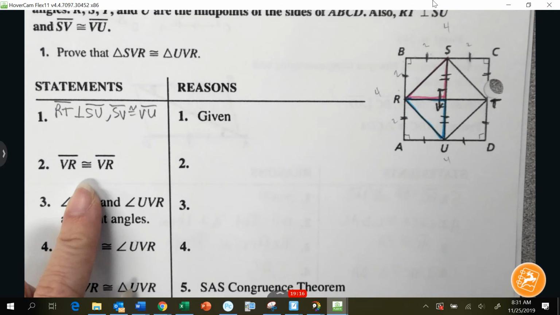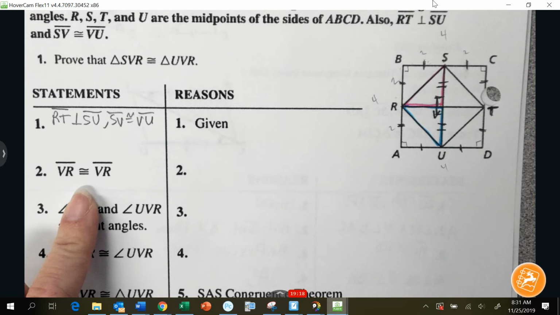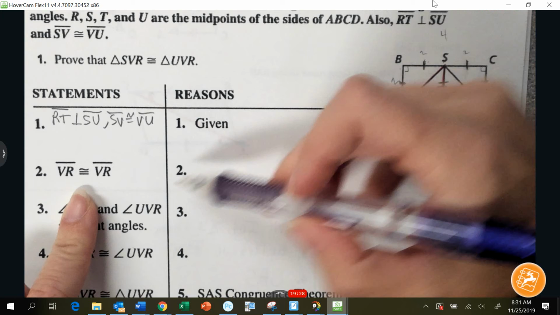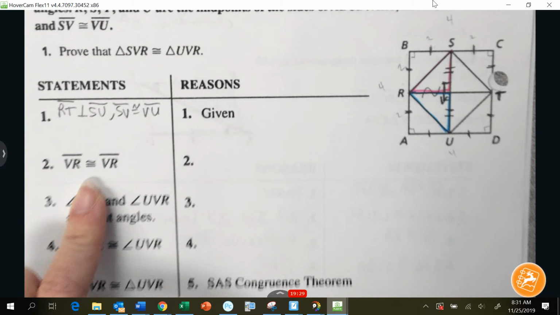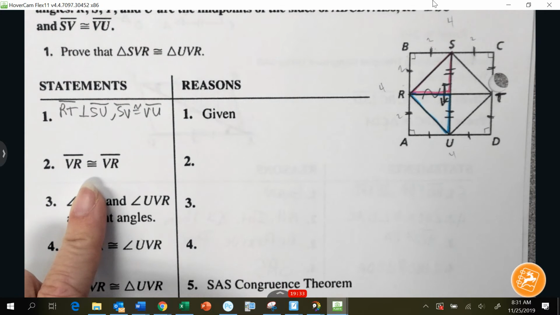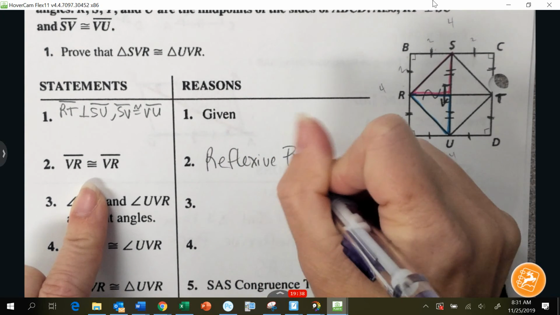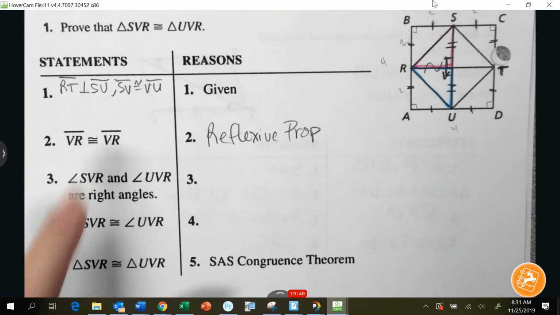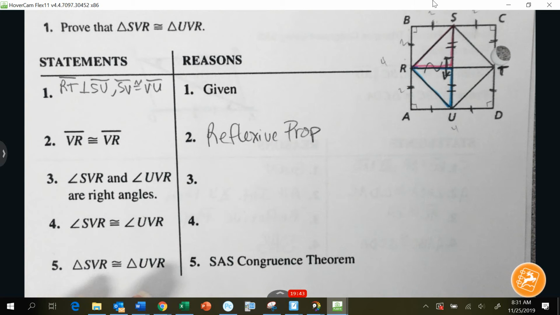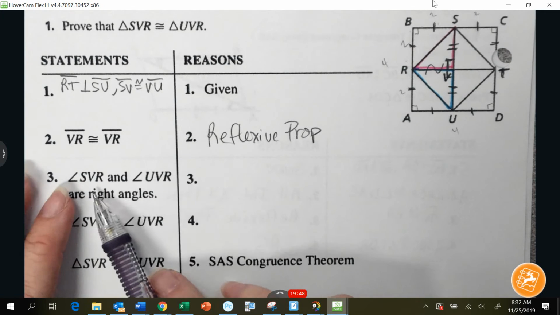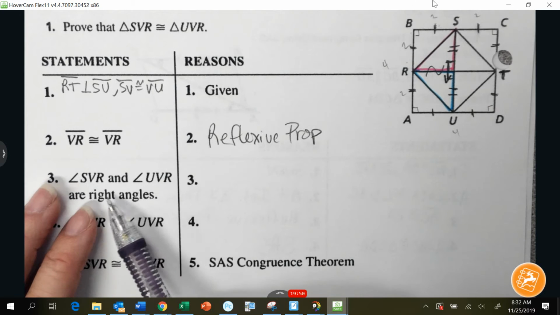What do I still need? So what they have next is VR congruent to VR. Why is VR congruent to VR? Denise, why is VR congruent to VR? What property says that? The reflexive property. Oh, I guess I jumped ahead. These aren't proved congruent yet.